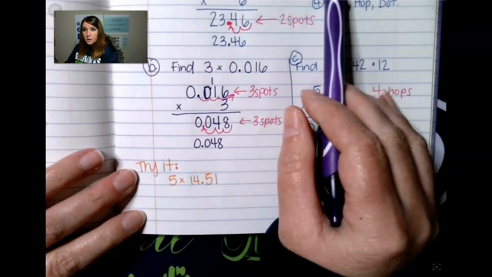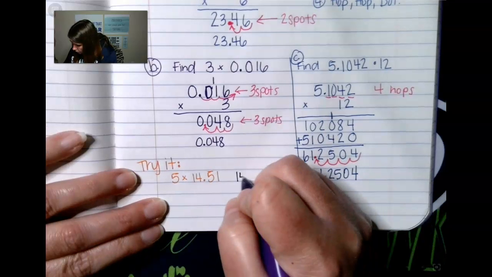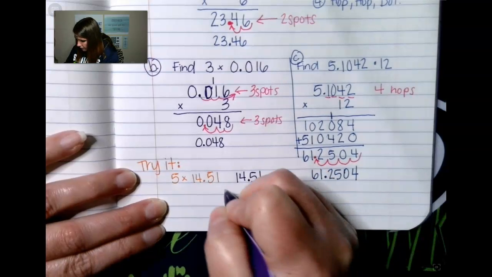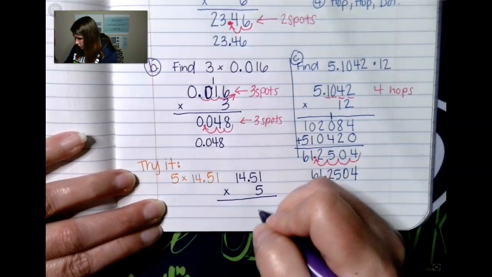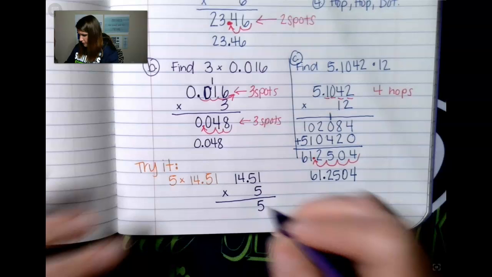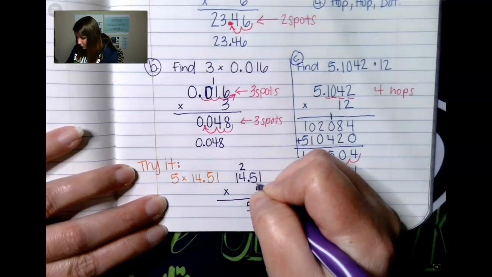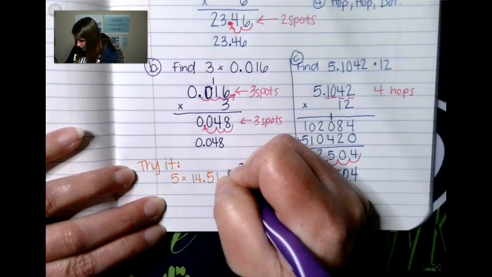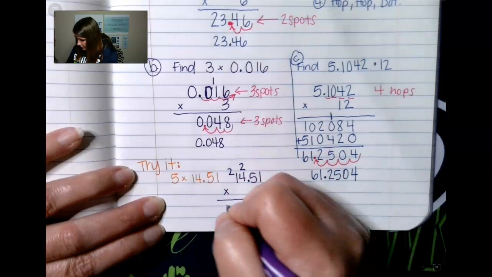All right, step 1, put my longest number on top. So my longest number is 14.51. That's going to go on top. Now I'm going to put the other number there. Then step 2, multiply. 5 times 1 is 5. 5 times 5 is 25. Carry my 2. 5 times 4 is 20, plus 2 is 22. Carry my 2. 5 times 1 is 5, plus 2 is 7.